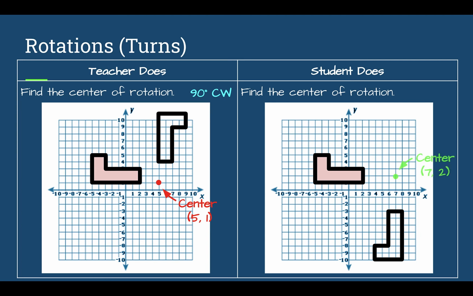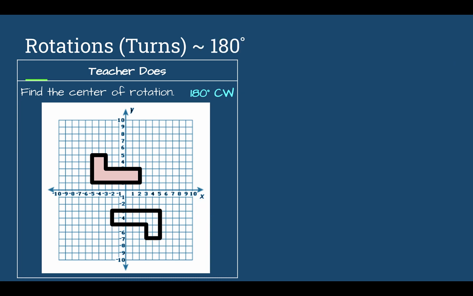Let's check. You should have found that your center was at 7, 2. If you were to take the corner of a sticky note and place it at that center, it would go through the corresponding points on both the image and the pre-image. This isn't in your notes, but if you come across a 180-degree rotation, it doesn't matter if it's counterclockwise or clockwise, they're both going to end you in the same place. So here's a strategy if you have rotations of 180 degrees. It's not nearly as complicated as our 90-degree one.